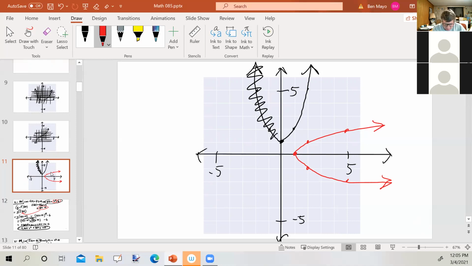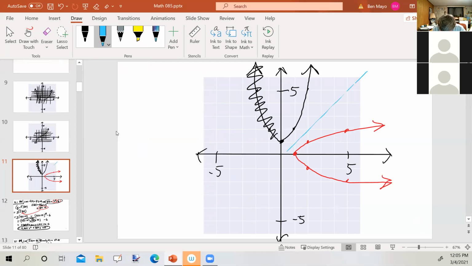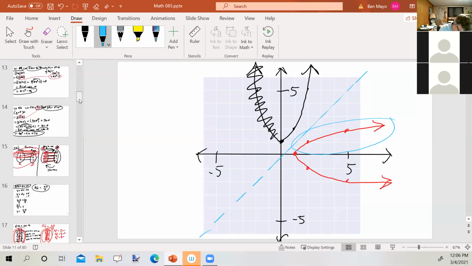So let's see. If we graph y equals x... I need just this piece here, don't I? If I had just that piece, would that be 1-to-1? And would they reflect across the line y equals x? Yes. Okay, so let's go back here.